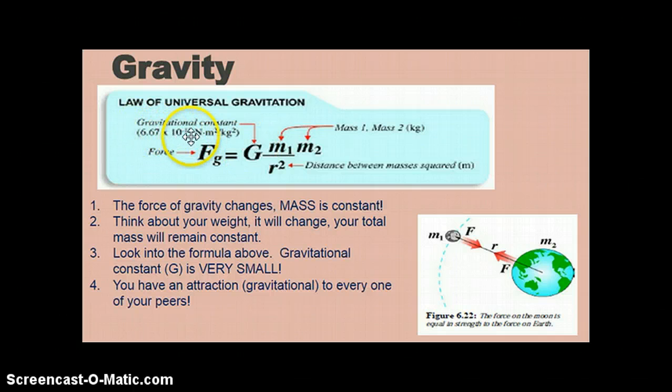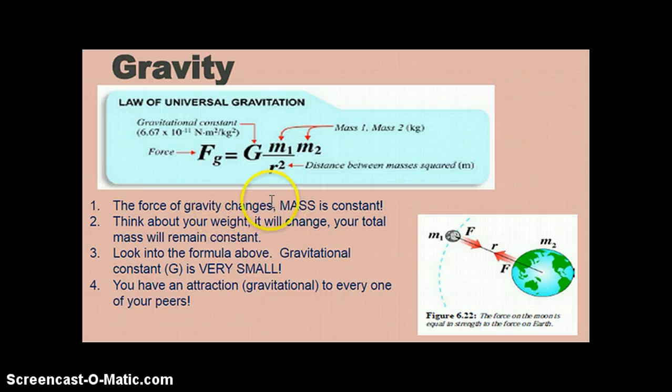It's 6.67 times 10 to the negative 11 Newton meter squared per kilogram squared. So it's a funky number, it's a funky unit. We'll talk a little bit more about that in class. But it's essentially this tiny number times any two masses that are at some distance. Notice, m1 is the mass of some object, and m2 is the mass of another object, and r squared is the distance between the masses.